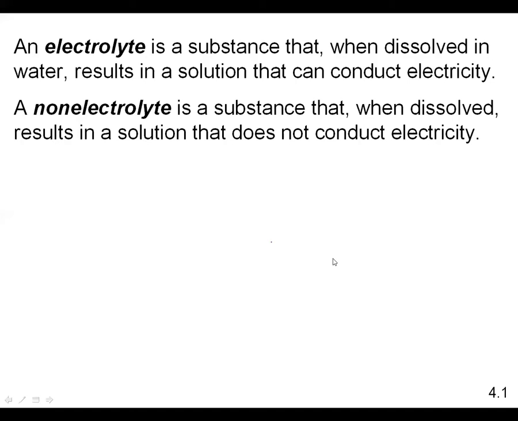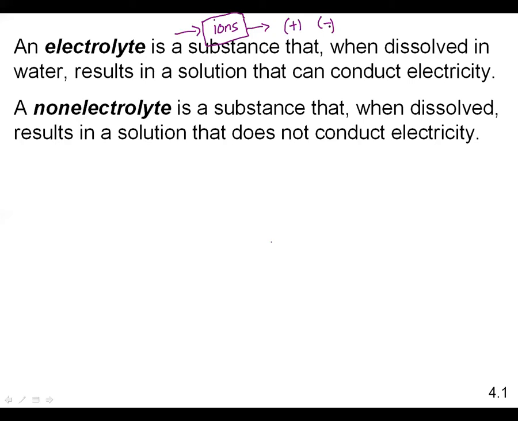The first thing that we're going to talk about is an electrolyte. An electrolyte is a substance that, when it goes into water, will result in a solution that can conduct electricity. The reason it's able to conduct electricity is because when it gets dissolved in water, it creates all these ions. It creates ions that have positive charge and ions that have negative charge. And it's the presence of those ions that helps complete the circuit, and helps something that is an electrolyte conduct electricity.